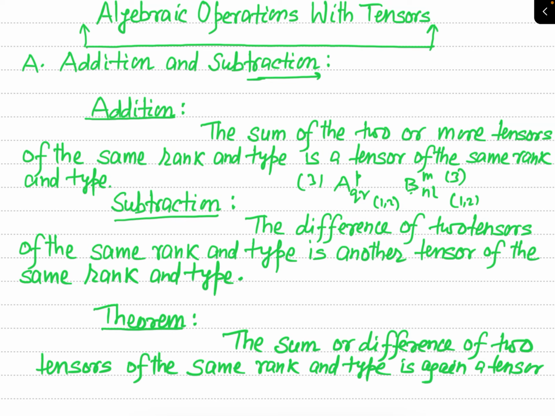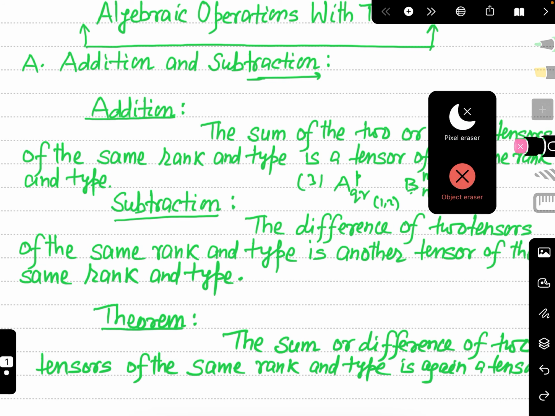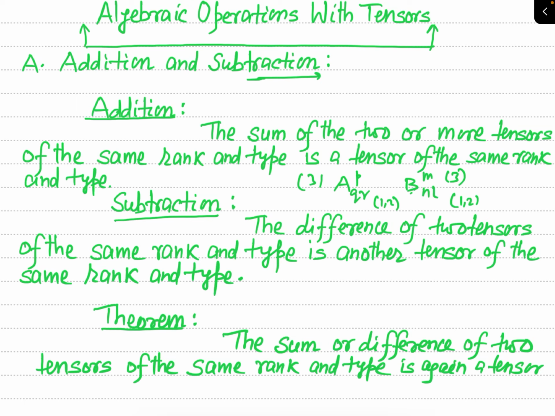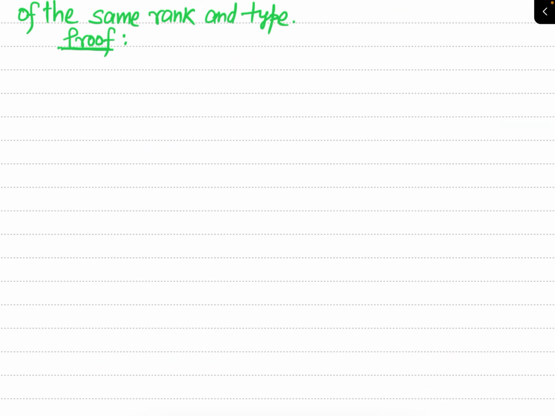But again, if the two tensors are not of same rank or not of same type, then you can't subtract one tensor from another. But if these two are of same type and same rank, then it is possible to subtract one from another, and after subtraction, you will get another tensor of same rank and same type, just like addition. So this is the basic rule of addition and subtraction, followed not only by general algebraic quantities, but also by tensors. So just as a theorem, or as a rule, the sum or difference of two tensors of the same rank and type is again a tensor of the same rank and type.